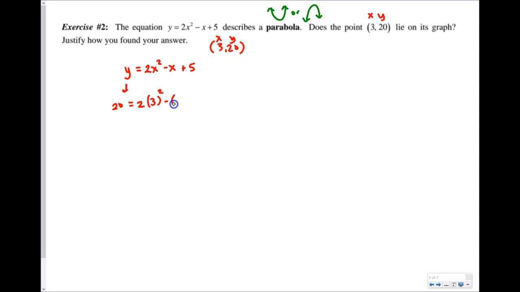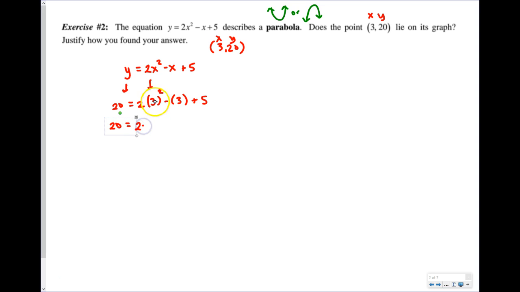I'm going to use parentheses to plug in 3, so I'm really careful with my signs. You always want to use parentheses when you're dealing with exponents because if you have negative things you're plugging in, negative 3 squared is very different than parentheses negative 3 squared, so you've got to be really careful. So I'm going to use parentheses. Now I'm going to simplify.